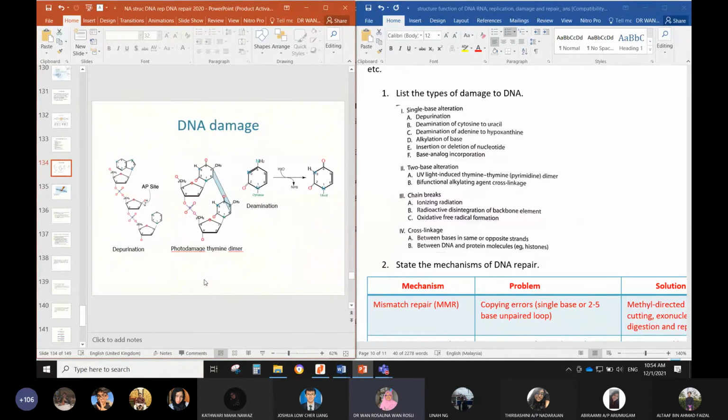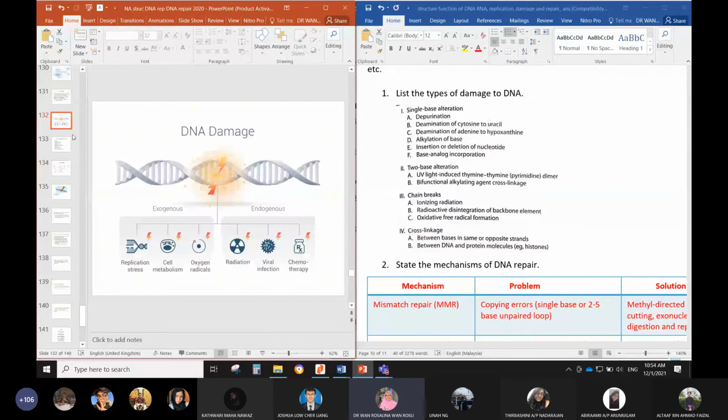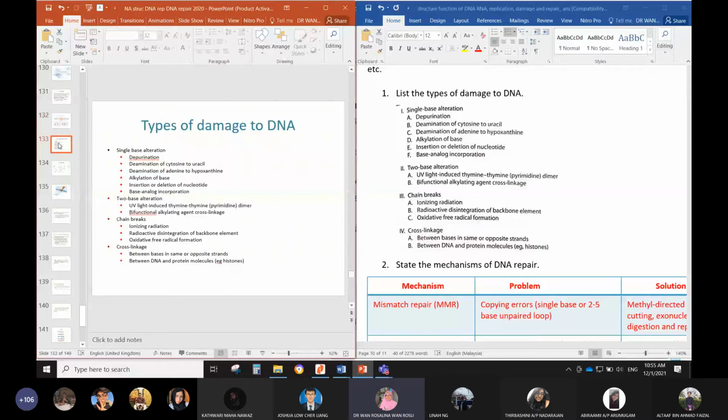Okay, so this is an example of your depurination. And then your thymine dimers, and then deamination. Basically, the changes to the DNA after the replication process. So you have your DNA, and then it is actually damaged. It can be exogenous and endogenous things that would actually cause these types of DNA damage. All right, this is in the notes.